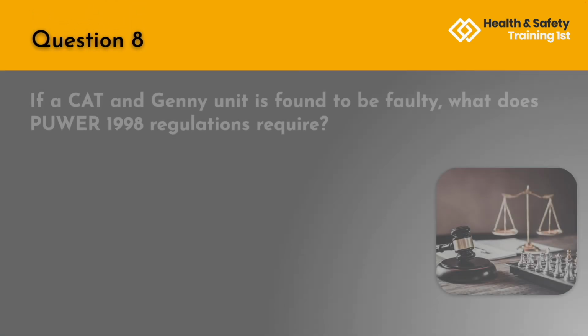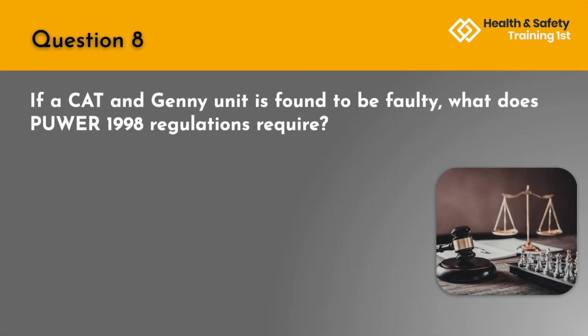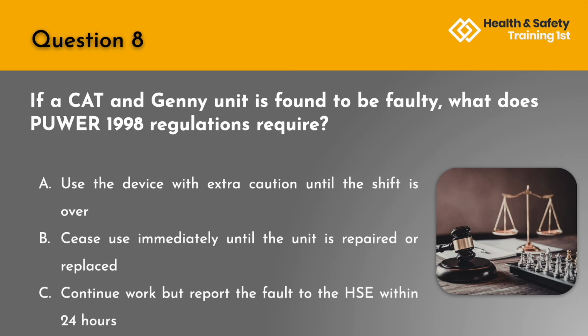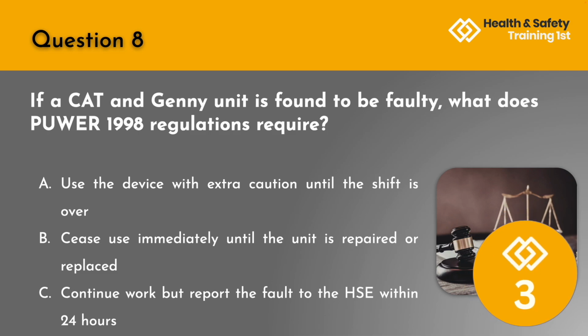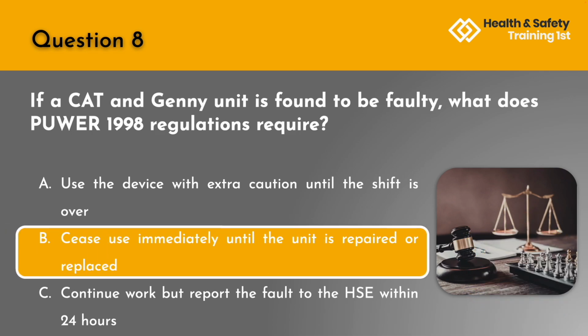Question 8. If a Cat and Genny unit is found to be faulty, what do the Provision and Use of Work Equipment Regulations of 1998 require? A. Use the device with extra caution until the shift is over. B. Cease use immediately until the unit is repaired or replaced. Or C. Continue work but report the fault to the HSE within 24 hours. The correct answer is B. Cease use immediately until the unit is repaired or replaced.